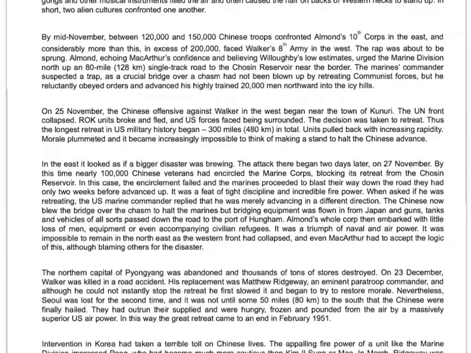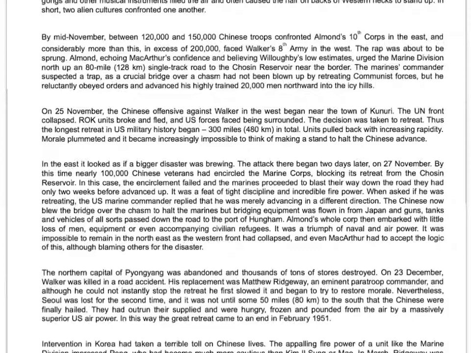By mid-November, between 120,000 and 150,000 troops confronted Almond's 10th Corps in the east, and considerably more than this, in excess of 200,000, faced Walker's 8th Army in the west. The trap was about to be sprung. Almond, echoing MacArthur's confidence and believing Willoughby's low estimates, urged the Marine Division north up an 80-mile single-track road to the Chosin Reservoir near the border.